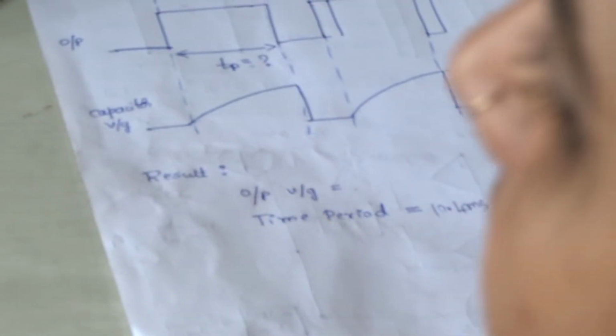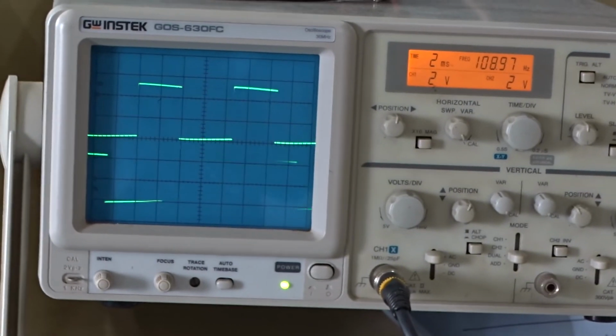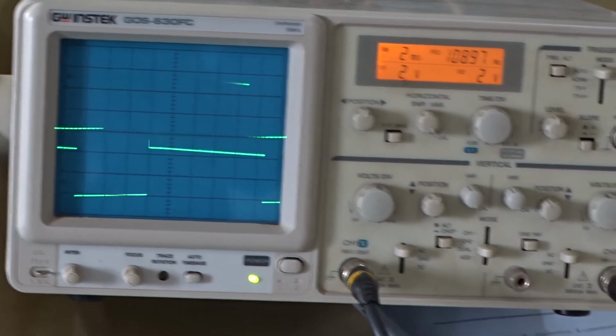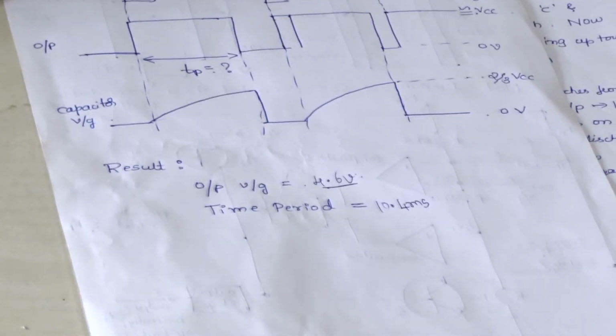So this is 10.4 milliseconds, and the output voltage also you can calculate. It is like we are getting 2.3 into 2 volt, which is nothing but 4.6 volt. So this is the explanation of monostable multivibrator. Thank you.